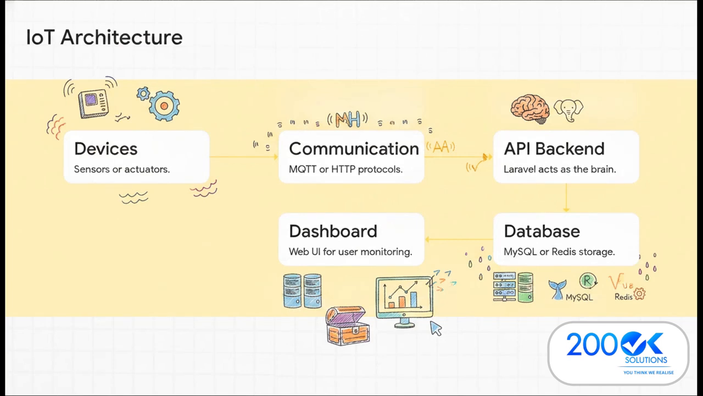Let's walk through this step by step, because once you see the data flow, it all clicks. Step 1 starts at the edge with your IoT devices, those sensors gathering the data. Step 2 is the communication protocol, which acts as the messenger. Step 3 is our Laravel API backend, the central brain processing those incoming messages. Then, in Step 4, Laravel stores this in a database, like MySQL or Redis. Finally, in Step 5, Laravel serves that processed data right up to an interactive web dashboard. So information flows sequentially, straight from the hardware sensors directly to the user's screen.